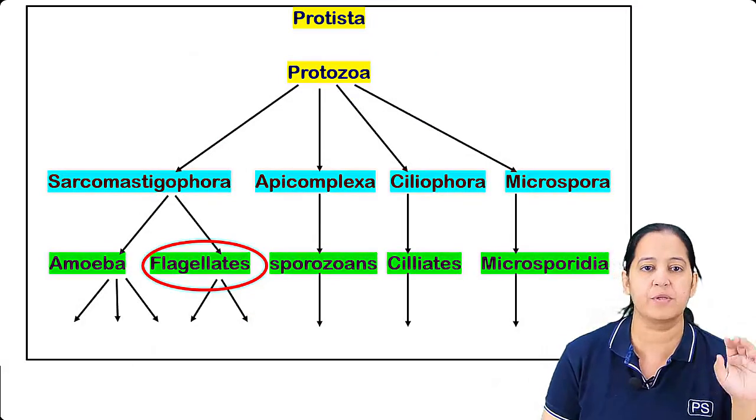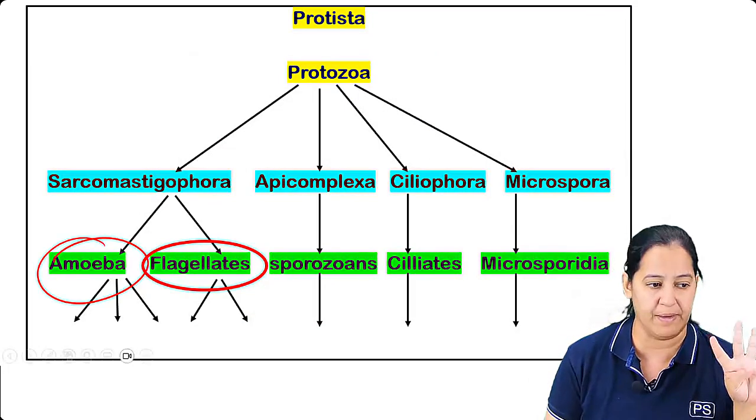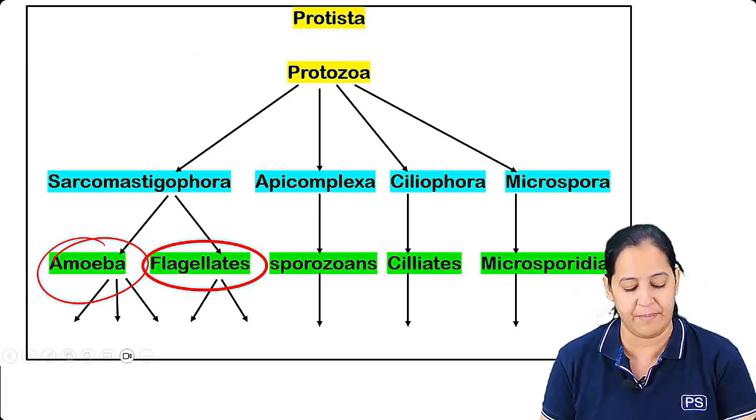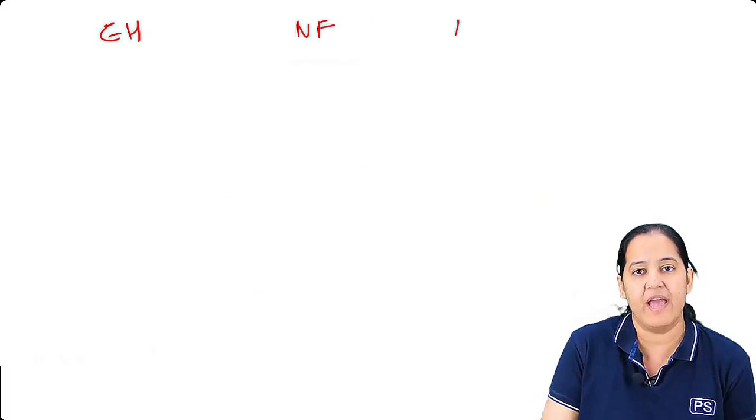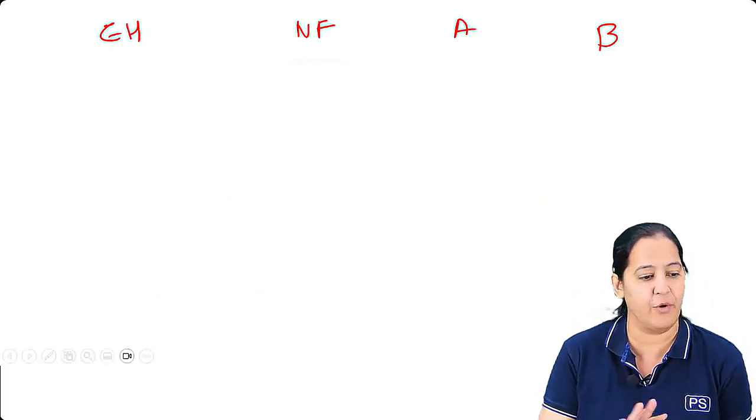These are the protozoa. In amoebas, I taught you 4 amoebas. In the morning, we completed 4 amoebas in the first session: Entamoeba histolytica, Naegleria fowleri, Acanthamoeba, and Balamuthia. We have already completed that.